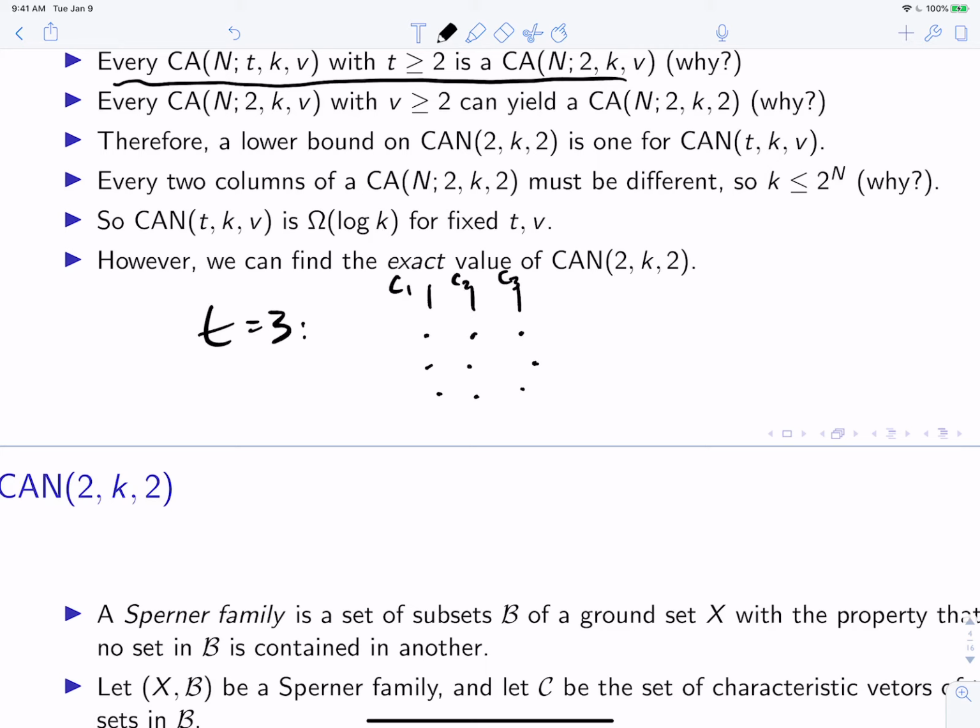Well, look at the first two columns. Doesn't every single pair have to appear in those two columns? Maybe let's make it more concrete. So let's look at the binary three-vectors.